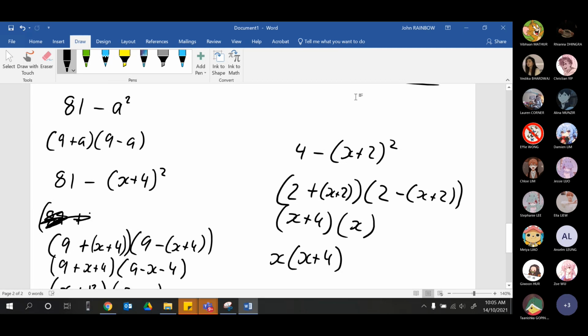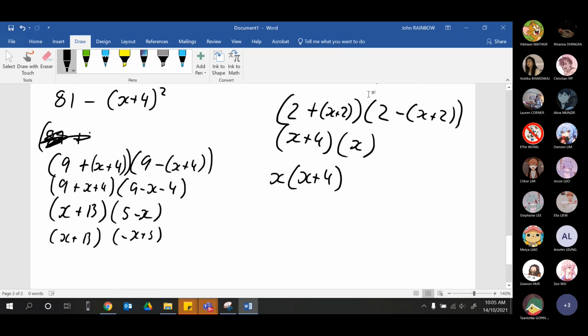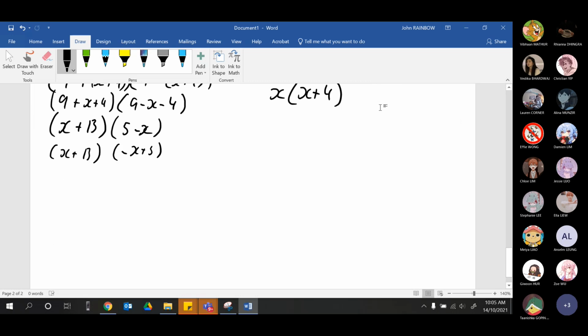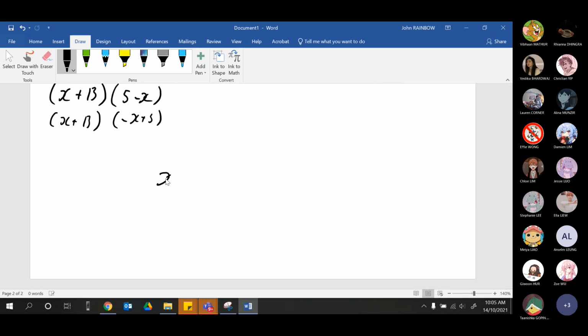You can also do it with fractions as well. So let's just have a little bit of a look at fractions, which we'll probably come to. Okay, if you think about this, that'd be x. That'd be x. The square root of 4 is 2. The square root of 25 is 5.